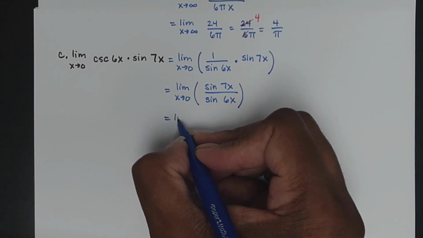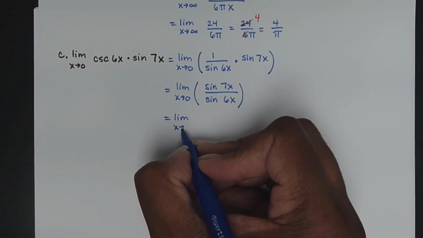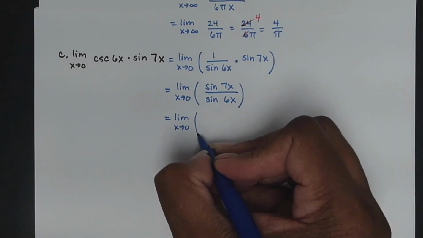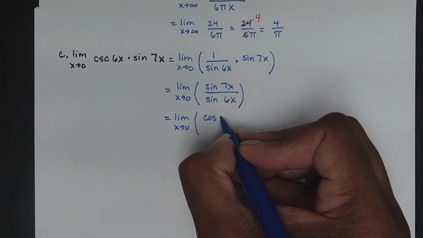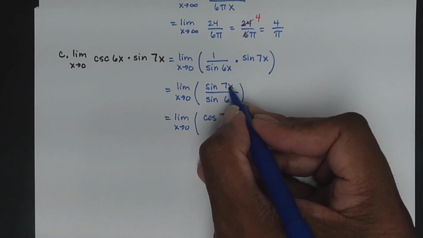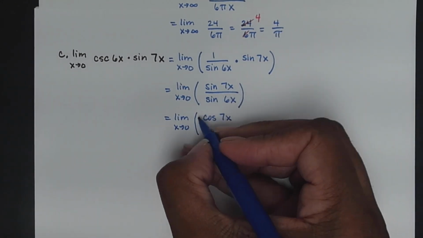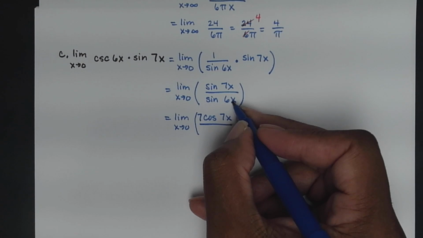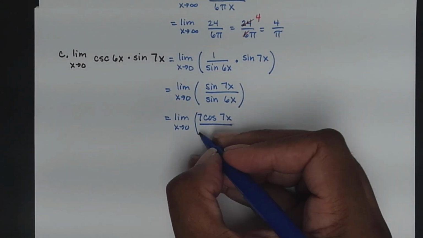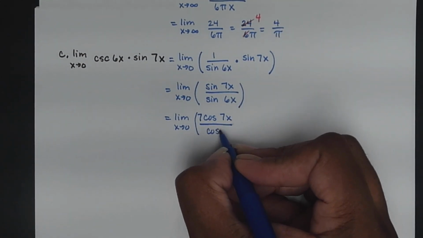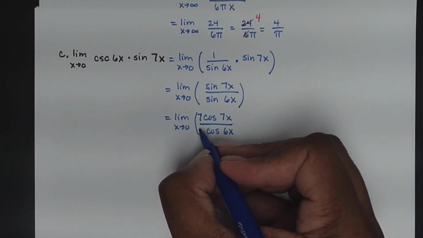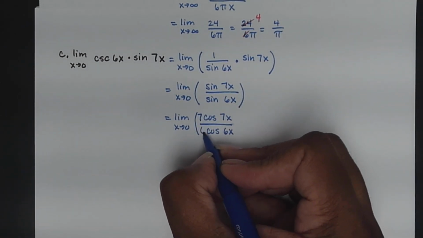Bring down the limit as x approaches 0. The derivative of sine of 7x is going to be the cosine of 7x, but I need to use the chain rule to do this. The derivative of 7x will be 7. And the same thing here. The derivative of the sine of 6x is the cosine of 6x, but I need to take its inside derivative. The derivative of 6x is 6.